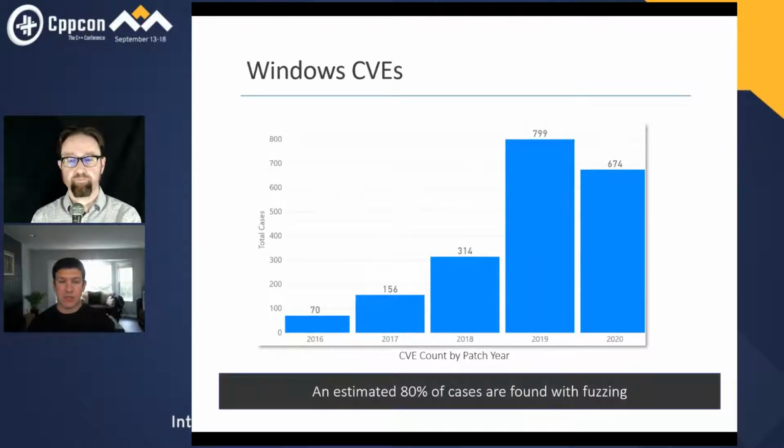Roughly 80% of these issues are found with fuzzing. Of course, there is some bias in this data. As I mentioned, Microsoft already leverages world-class static analysis to find issues early in the development cycle, and so that tends to filter things out earlier in the pipeline. And so then they never make it to a delivered product and thus never receive a CVE.